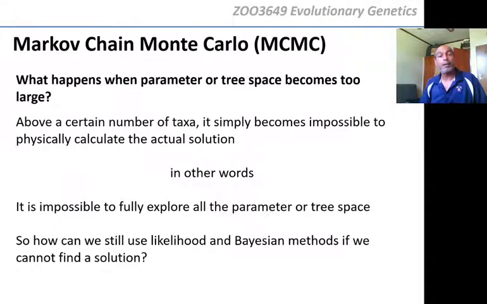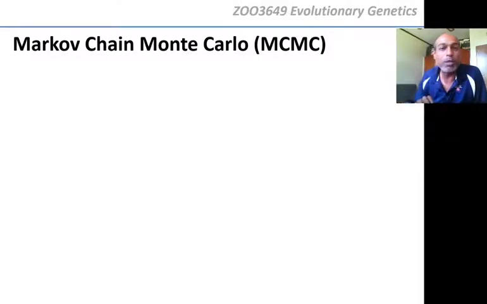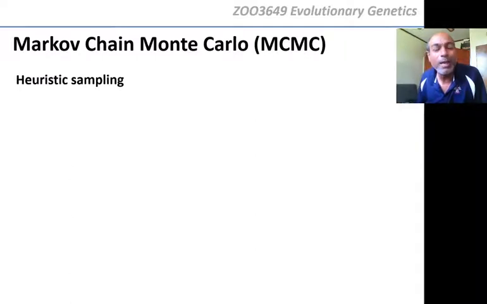So how then can we use these Bayesian and likelihood methods if it is impossible to calculate a solution? How can we do it? And we do that by using a Markov chain Monte Carlo method. Okay, so we don't actually calculate every single possibility. We don't do that because it's not possible to do. So what does the Markov chain do? It does something called heuristic sampling. Okay, so it actually samples the parameter or tree space. It doesn't actually calculate every possibility. It picks and chooses certain samples and calculates the likelihood for only those samples.